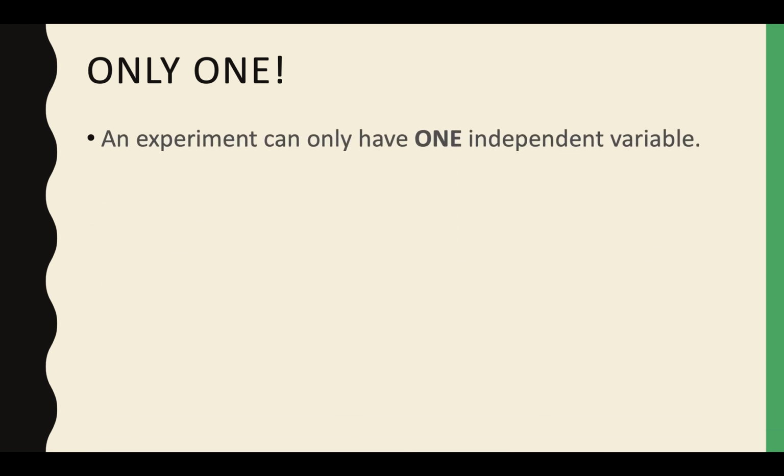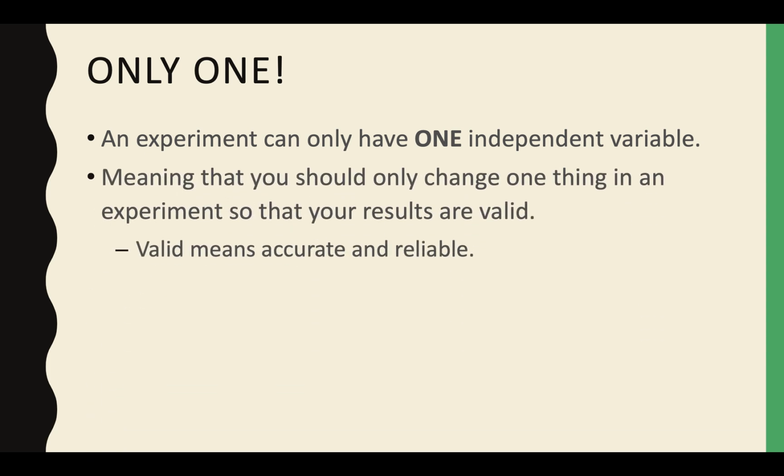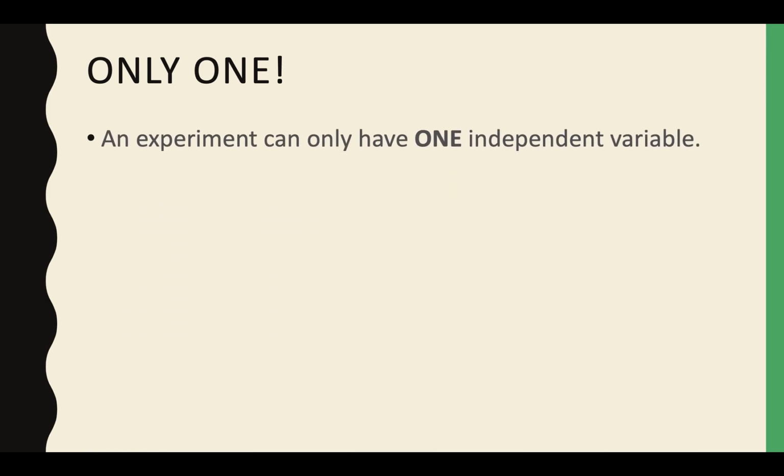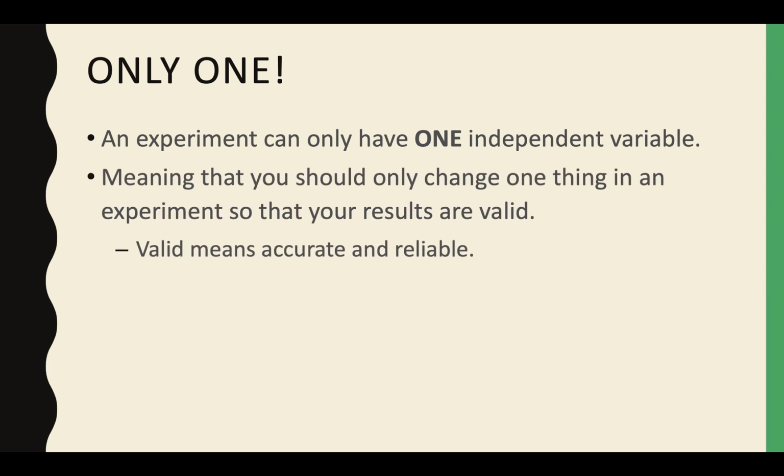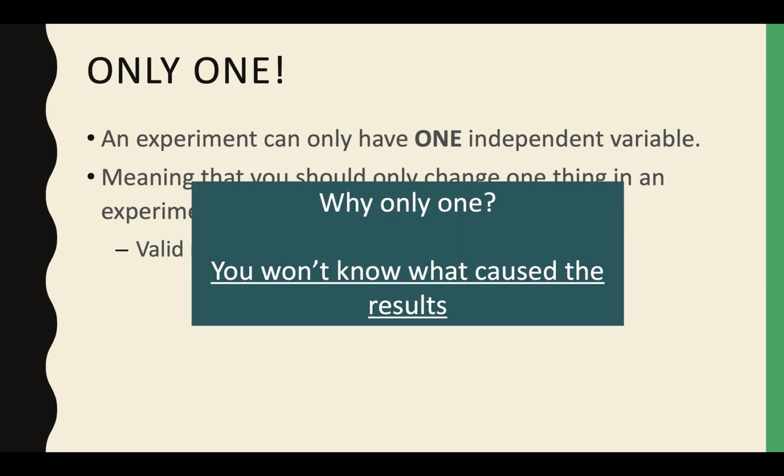Now, an experiment can only have one independent variable, meaning that you should only change one thing in an experiment so that your results are valid. Valid means accurate and reliable. Now, why should we only have one independent variable? Why should we only change one thing? Well, you won't know what caused the results. Imagine an experiment where everything changes. You couldn't get accurate results because you wouldn't know what caused all the changes in your experiment.